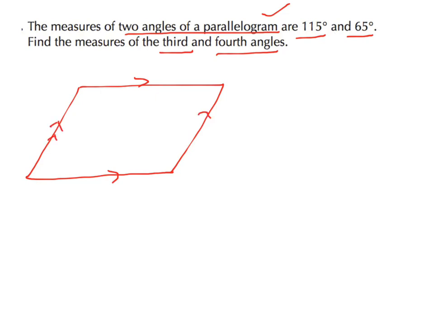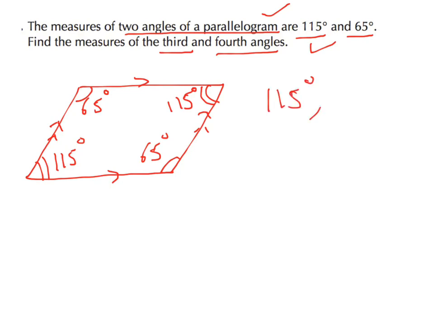Yes. In a parallelogram, are opposite angles equal? Yes. So if one angle is 115 degrees, what will be the opposite angle? 115 degrees. If the other angle is 65 degrees, what will be the angle opposite to 65 degrees? It will also be 65 degrees. So find the measures of the third and the fourth angle. It is 115 and 65 degrees.